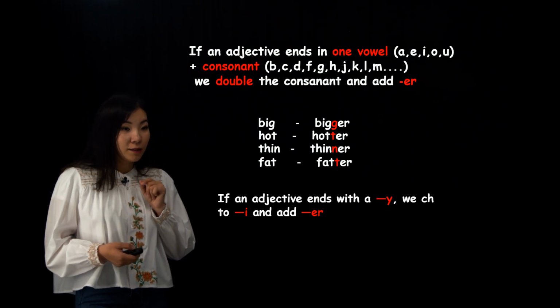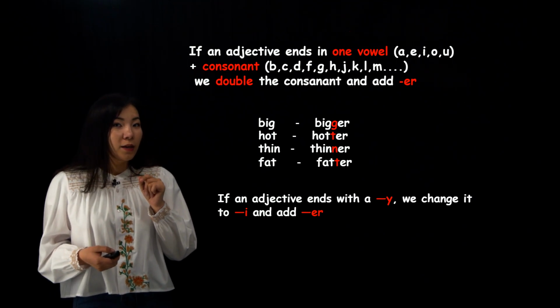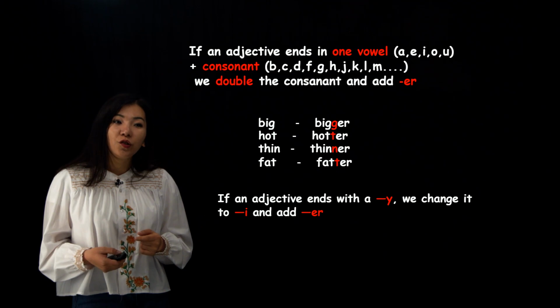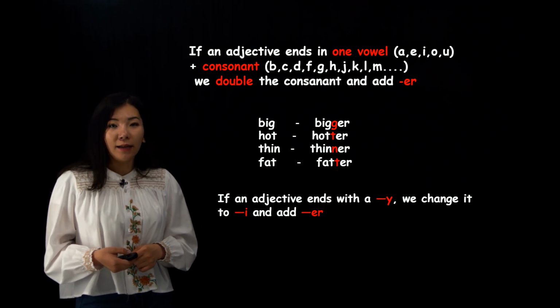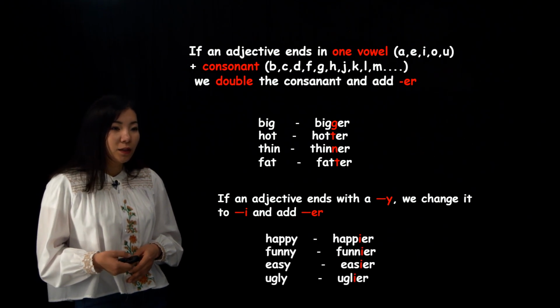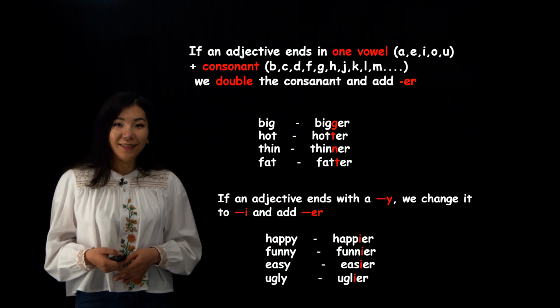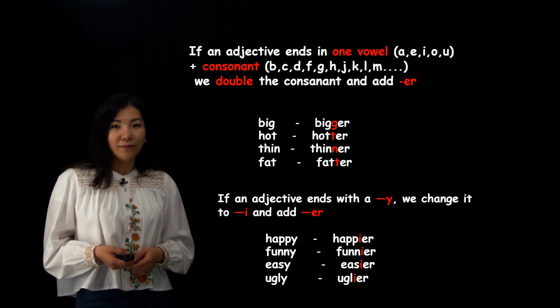And another thing is, if an adjective ends with a Y, we change it to I and add -er. Like happy, happier, funny, funnier, easy, easier, ugly, uglier.